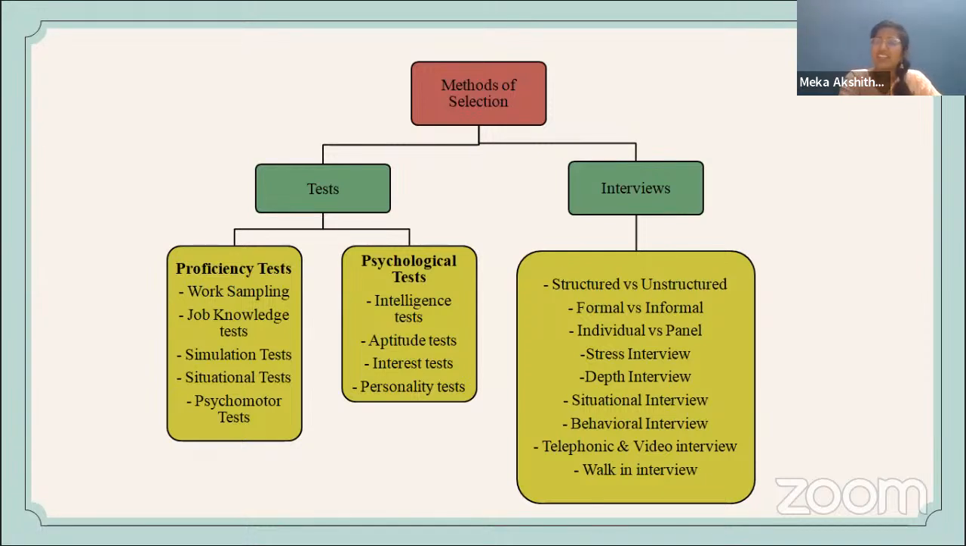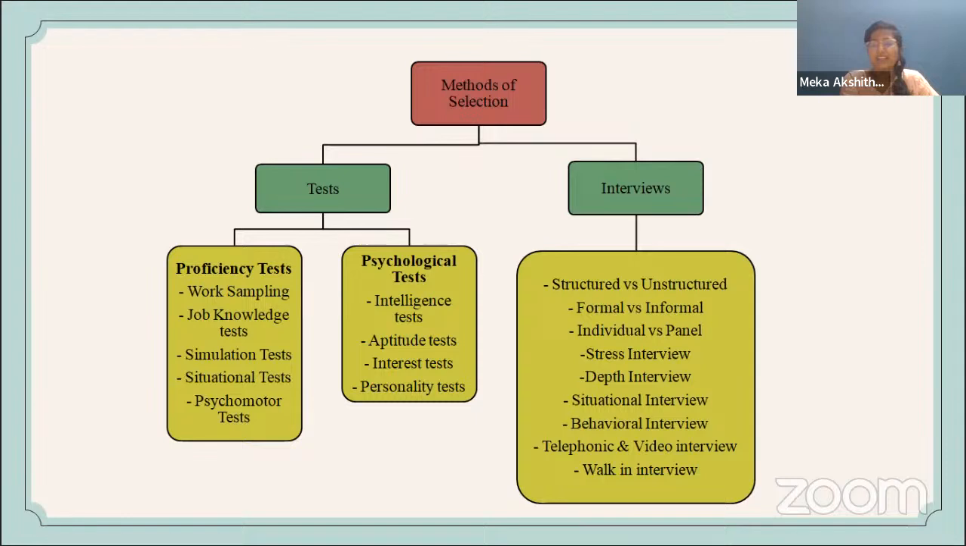Then comes individual versus panel interview. In the individual interview, there would be only one interviewer and one interviewee. The communication takes place between only the two individuals. These individual interviews are mostly for entry level positions, right? If we want to appoint candidates for entry level positions, we would go for individual interviews.